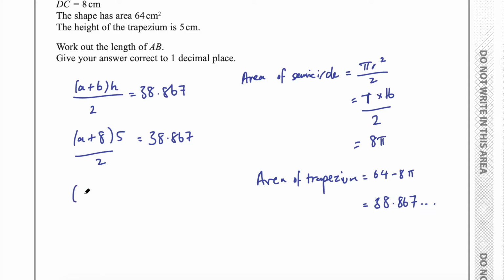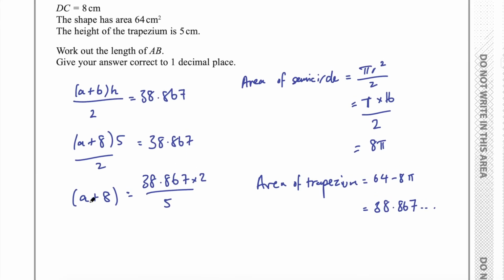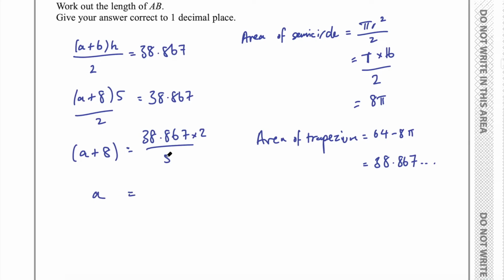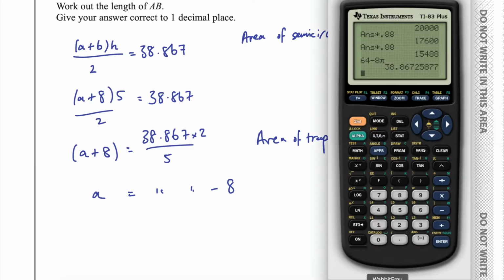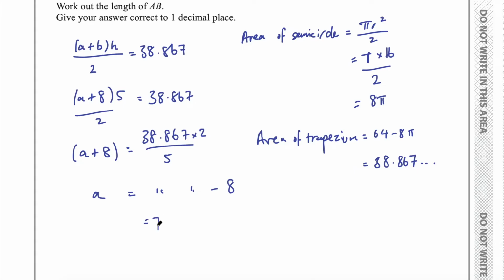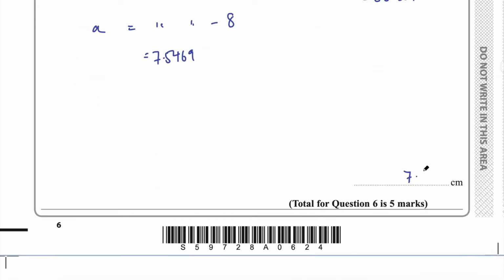So I'll just show what I'm doing here. To get a by itself, I need to multiply this by 2, divide by 5, and then to get rid of that plus 8, I need to subtract it. So all of this, take 8. And by the way, don't do that on your exam paper, I'm just being lazy. So I'm going to put all of that into my calculator in one go. So I'm taking this answer, multiplying it by 2, dividing by 5, and then subtracting 8. I might need some brackets in there as well. And I get 7.5469. And it says round to 1 decimal place. So to 1 decimal place, this is going to be 7.5 centimeters.